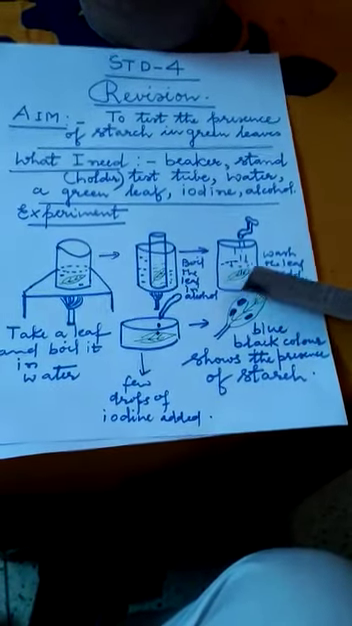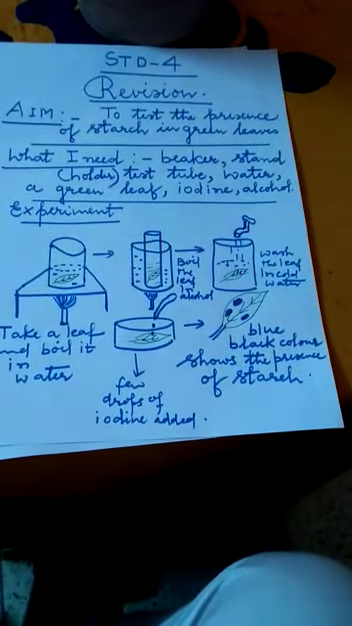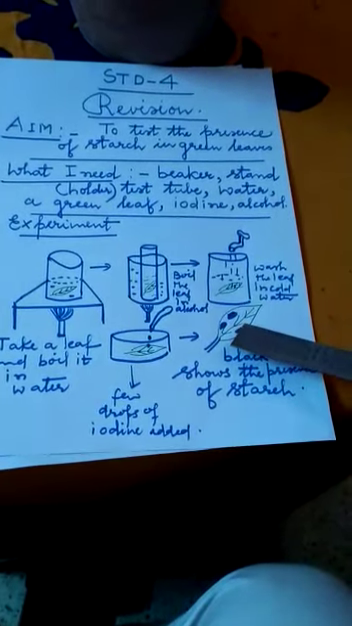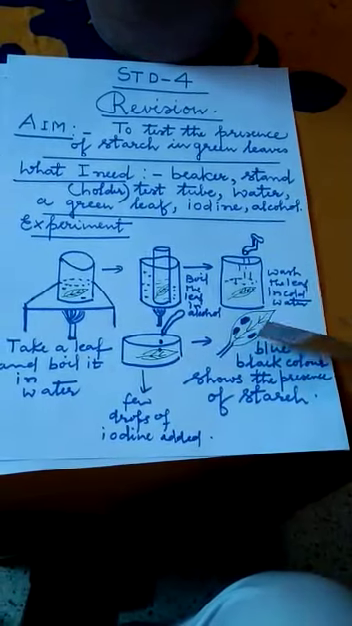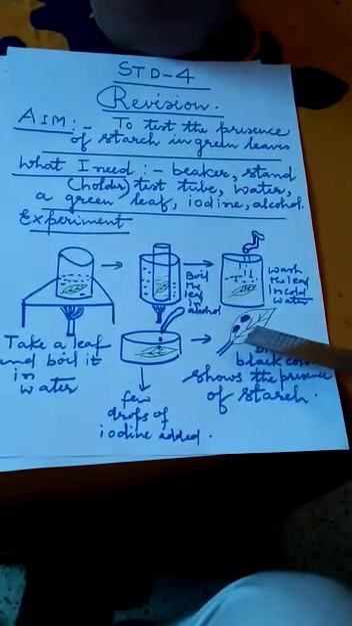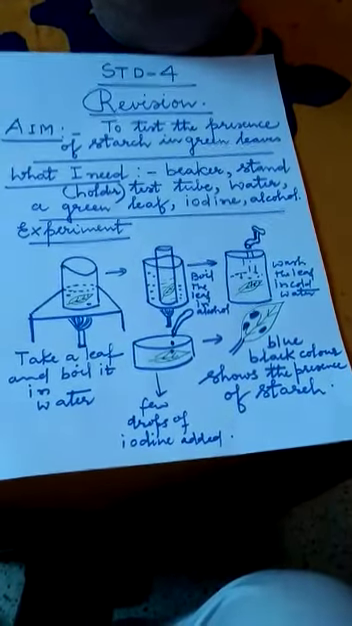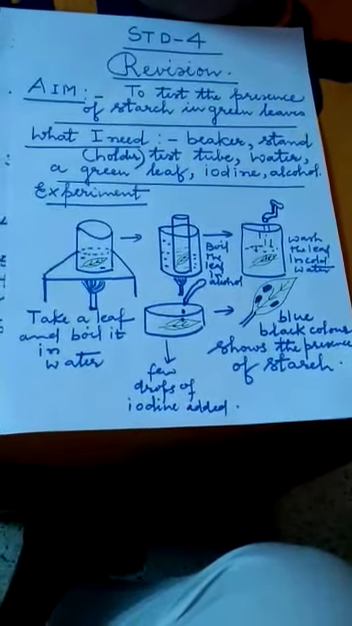The process of photosynthesis took place in the leaf. So we can get the presence of starch, and it was tested with the help of iodine, and we could get the blue-black color, and that shows the presence of starch in the leaf. So after that, we must do another process to test.